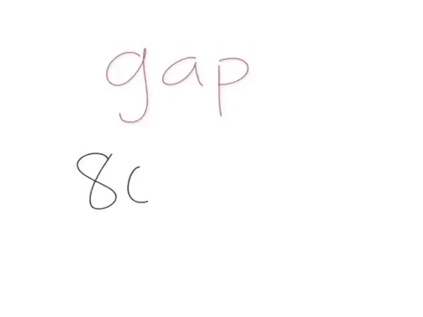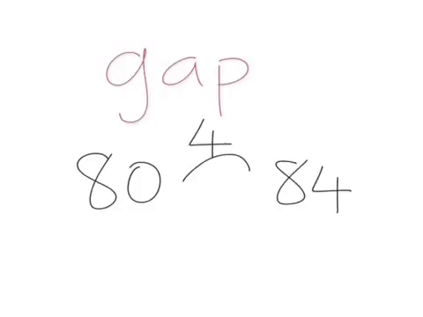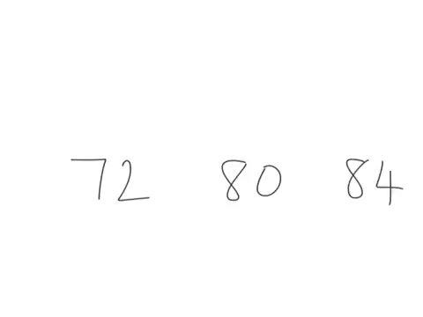Another important gap to think about is the gaps that come after a multiple of 10. So for example, the gap between, say, 80 and 84 would be 4. Now, what if we put those two problems together? We started with the number 72, we then had 80, and then we had 84. What if we wanted to find the total gap across a multiple of 10?